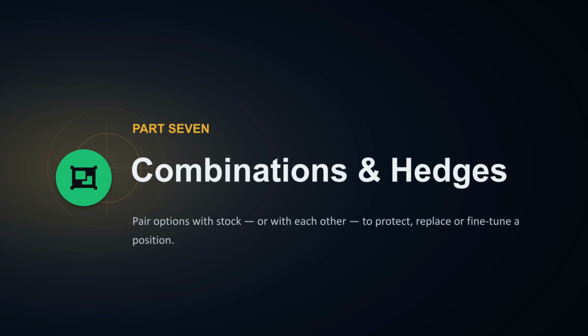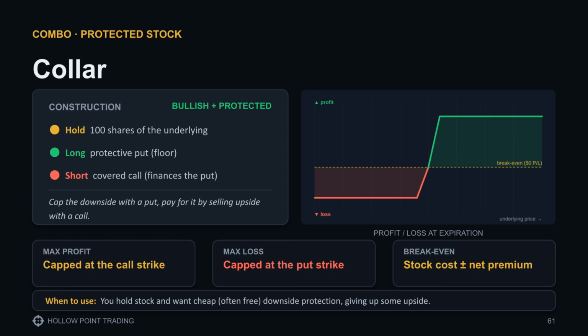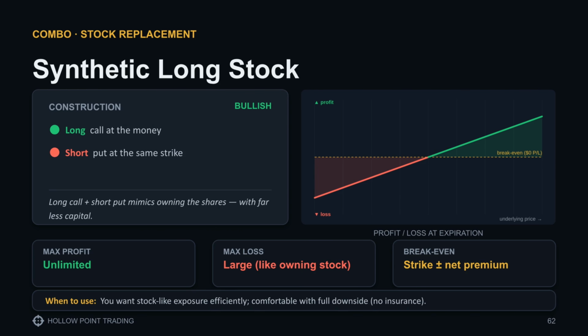These strategies involve pairing options with stock or with other options to protect, replace, or fine-tune your overall position. This video covers the collar, a protected stock strategy. You hold 100 shares of the underlying, buy a protective put for a floor, and sell a covered call to finance that put. It's a bullish but protected position that caps your downside risk by trading away some of the potential upside.